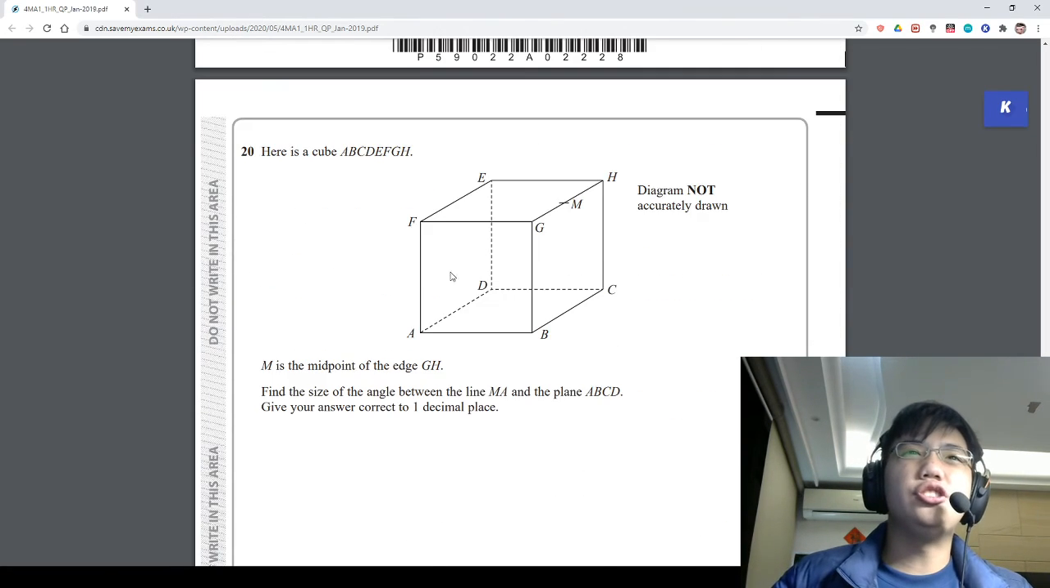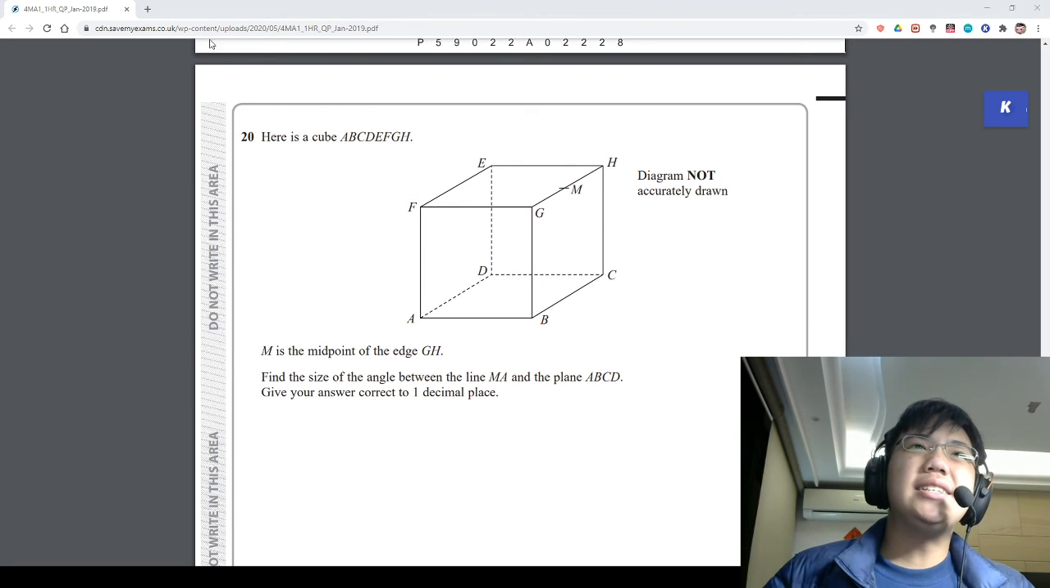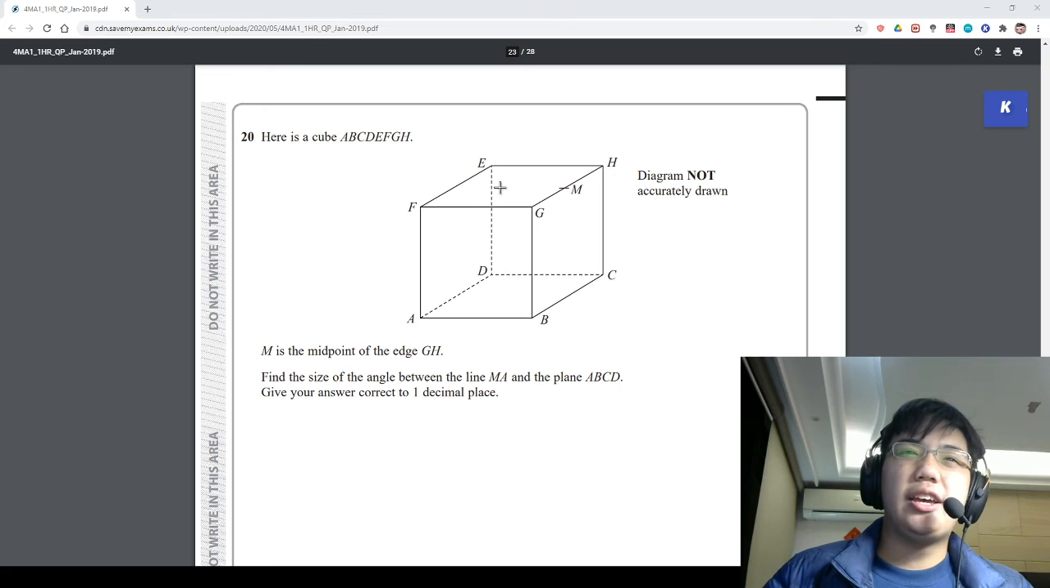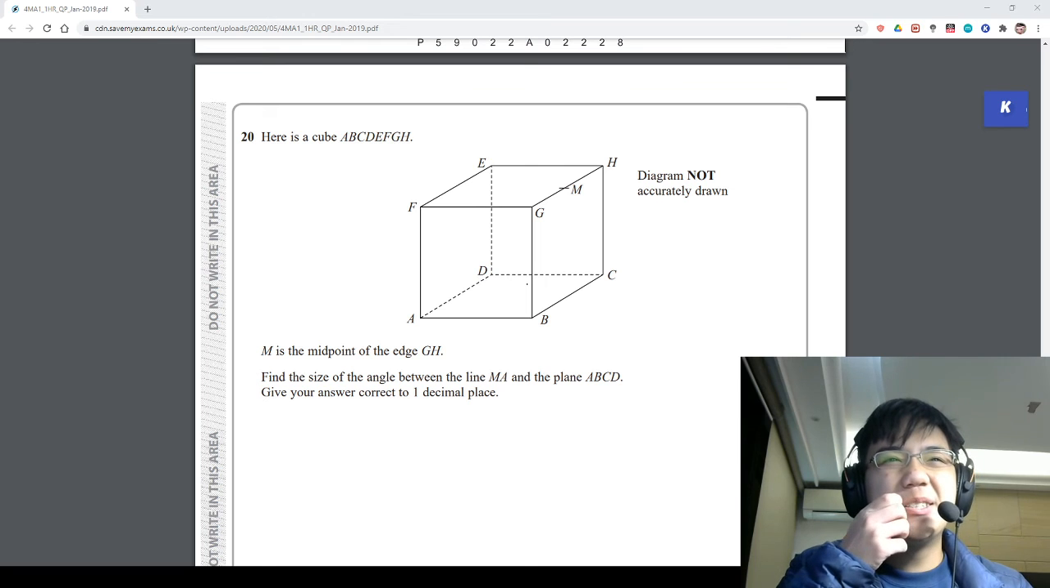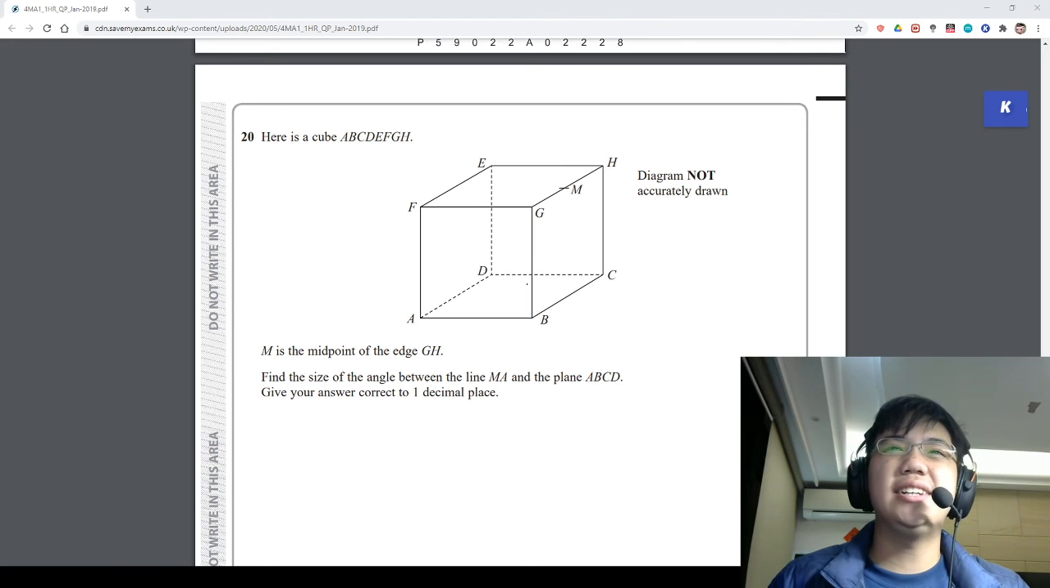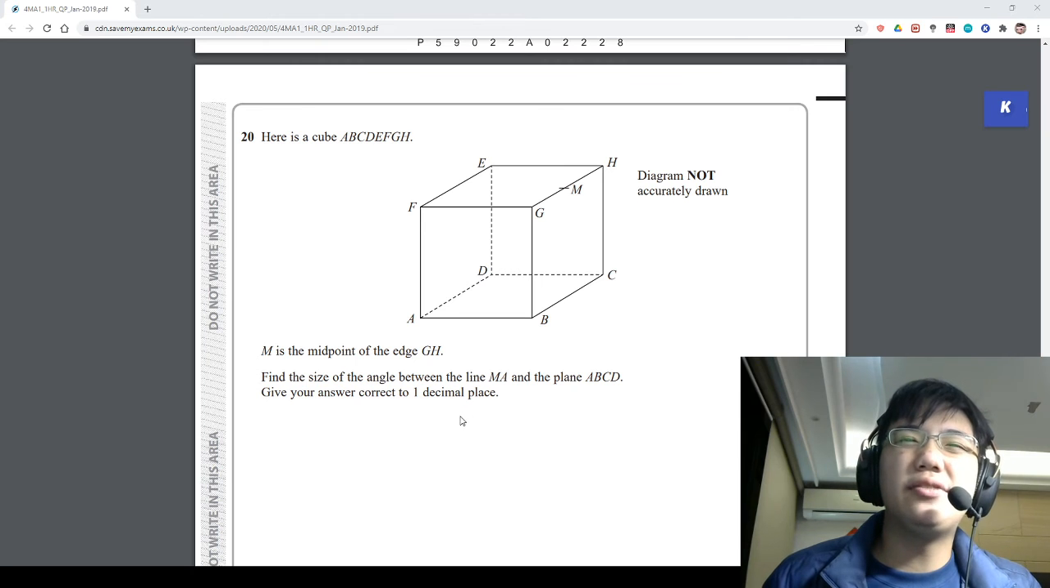Here we go, question 20. Here we have a cube, A, B, C, D, E, F, G, H. M is the midpoint of the edge GH. We have to find the size of the angle between line MA and plane ABCD, and we need to give our answer to one decimal place.